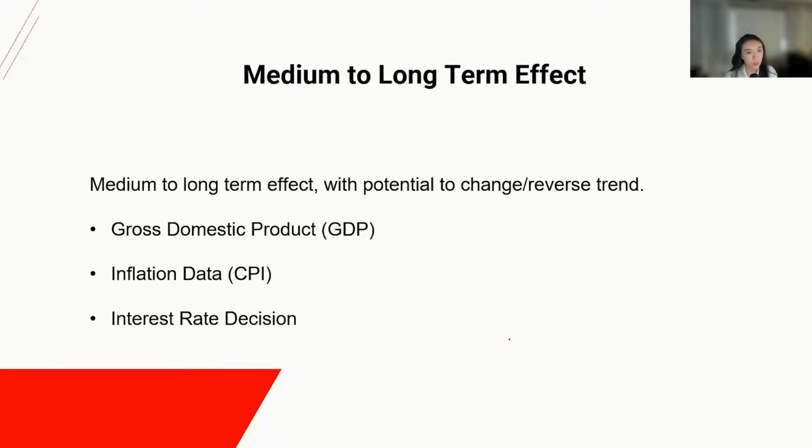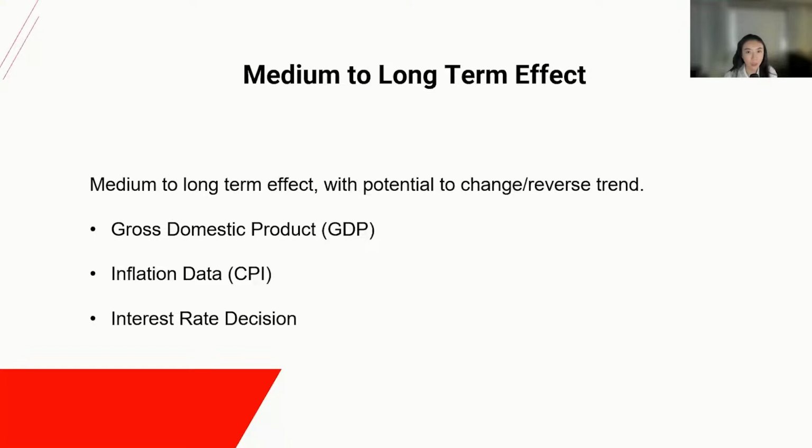So now let's take a look at what will affect the currency in the medium to long term. What are the factors? The first one, very straightforward, is GDP. Secondly, the CPI. And lastly, the interest rate decision.